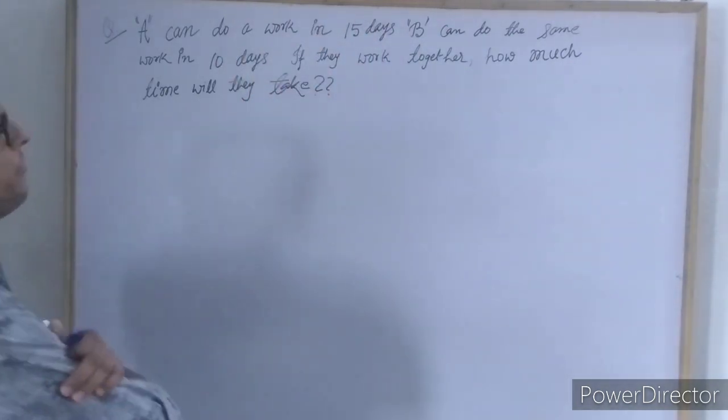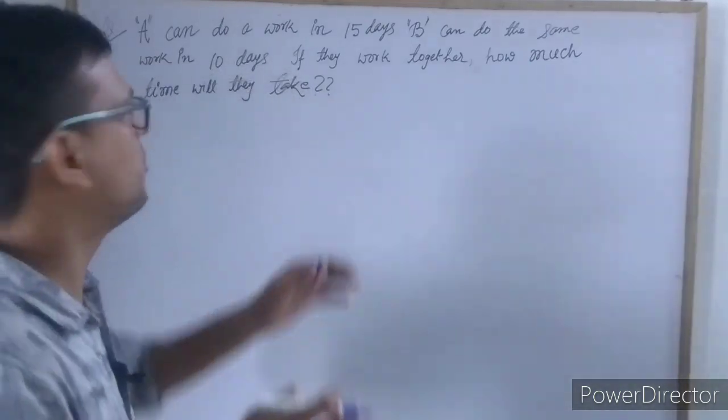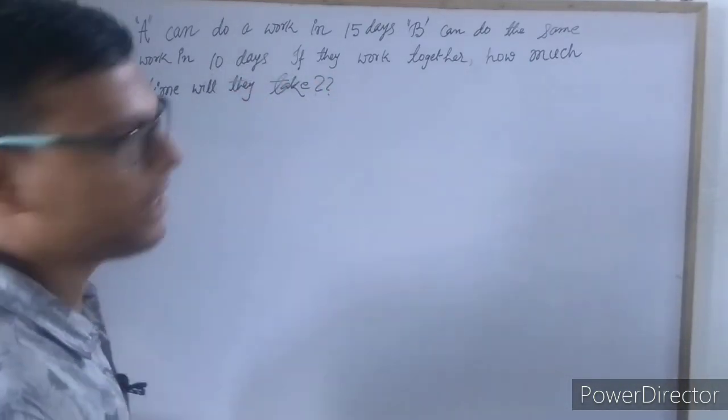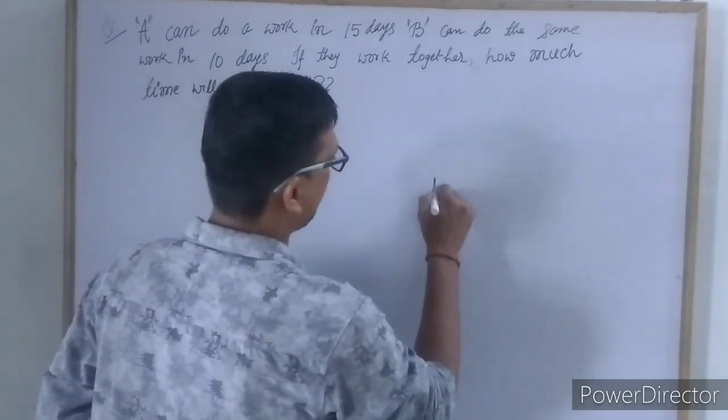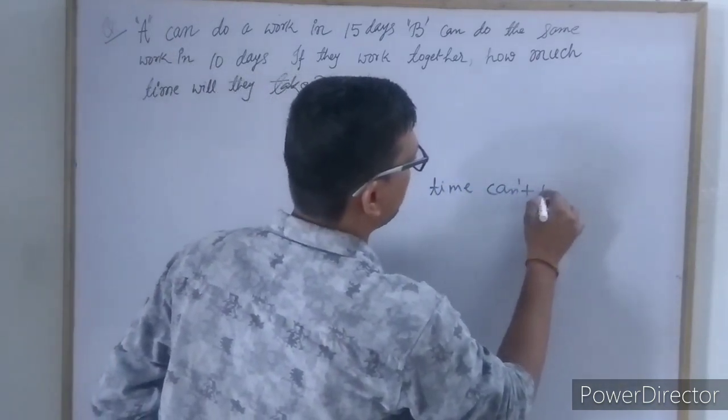Now, the first learning that we got: I cannot add time like this. 15 and 10 cannot be added to get my answer. So my first learning point is time cannot be added. Time can't be added.